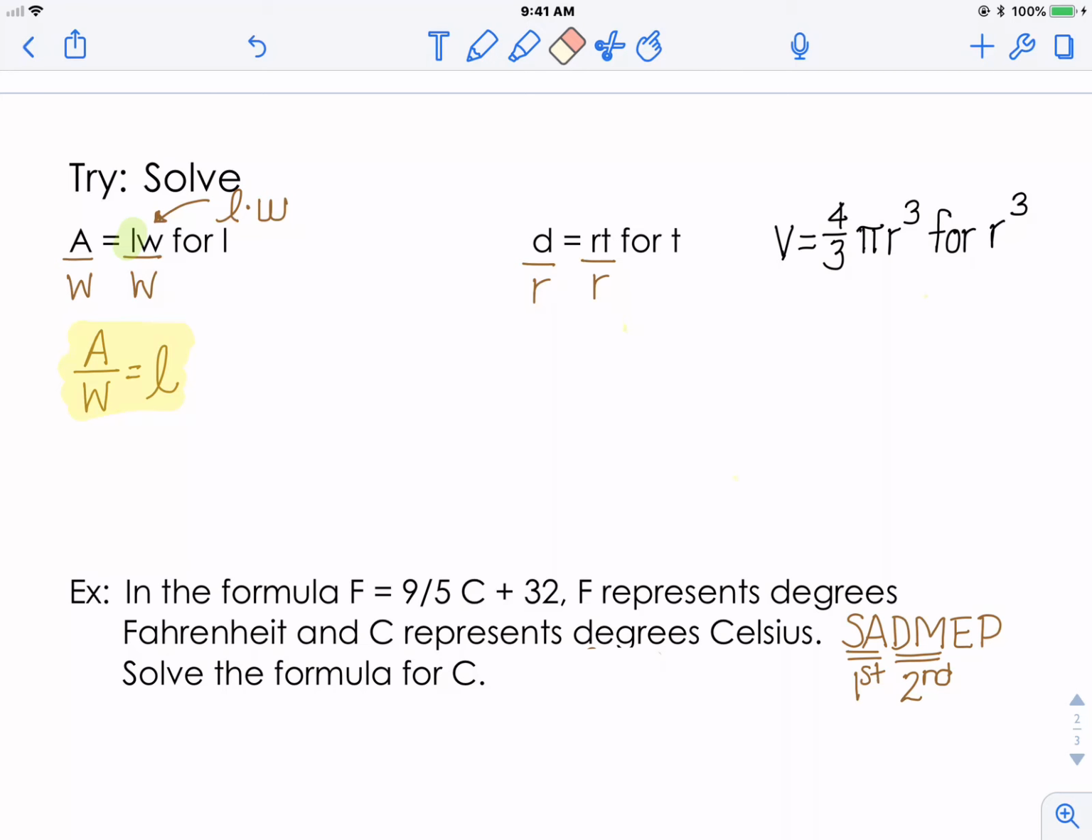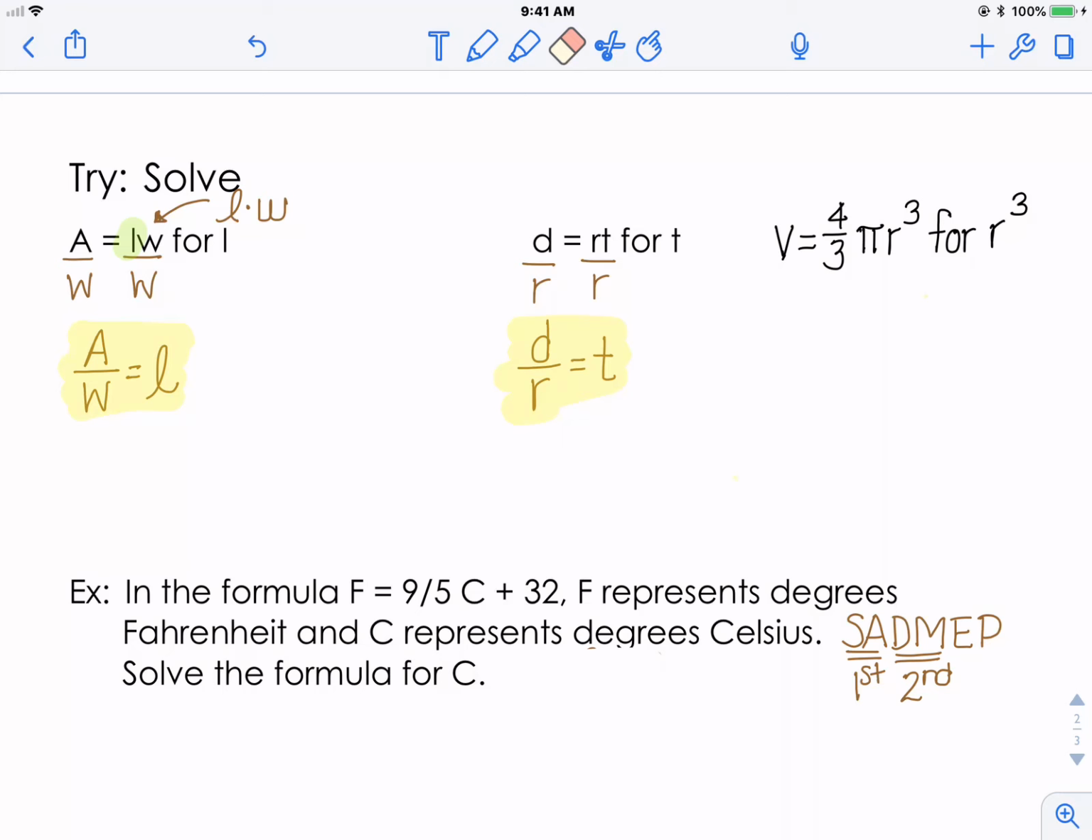On the next one, I would have divided by radius on both sides, by R, and I would have gotten that D divided by R is T. So each of those were a one step. There was only one thing to do in order to get that variable isolated. This last one, though, has several things.